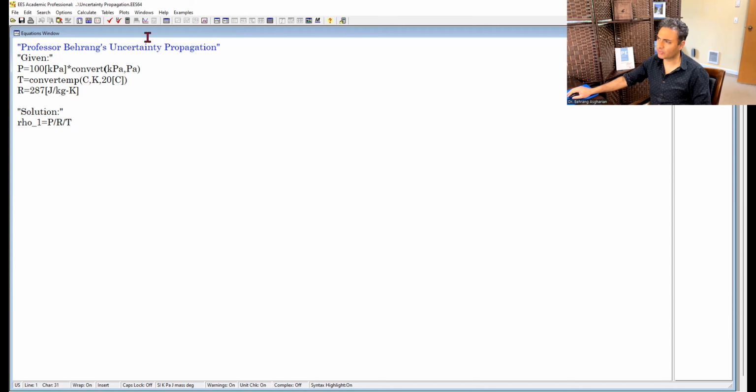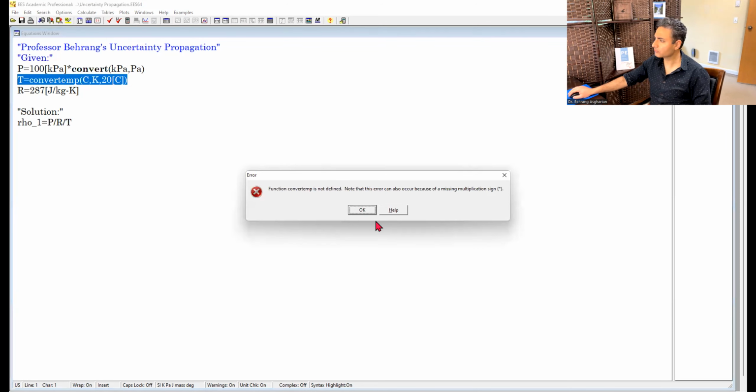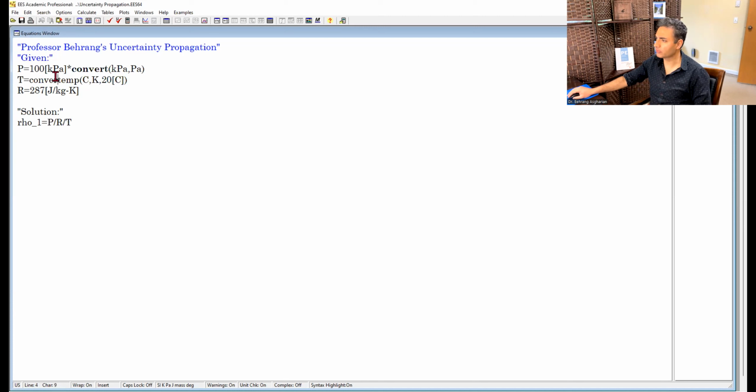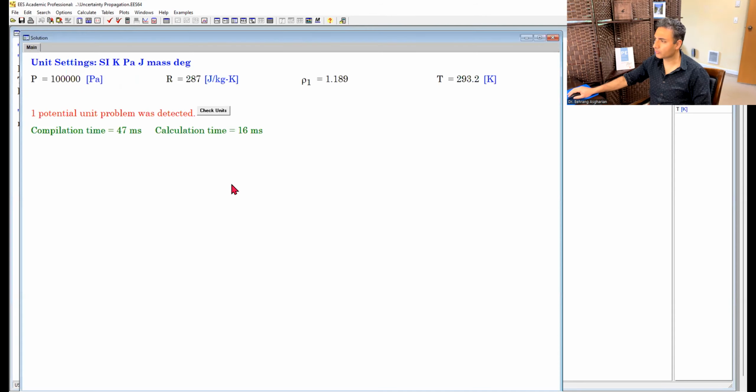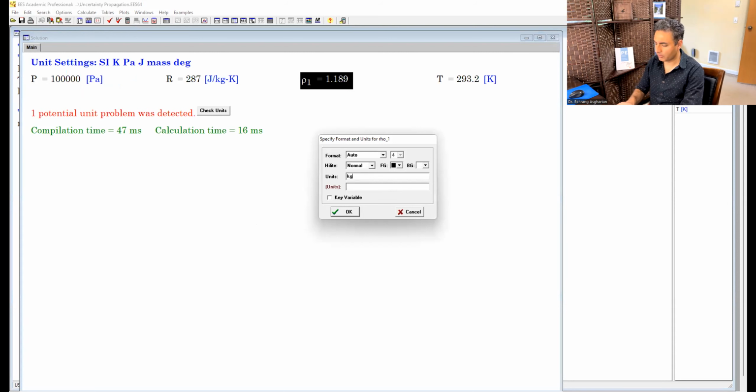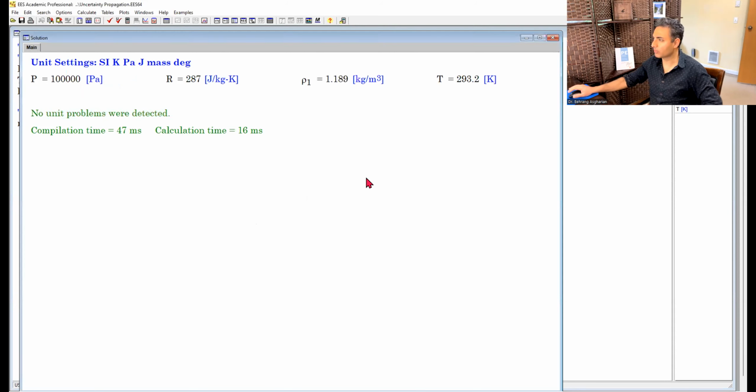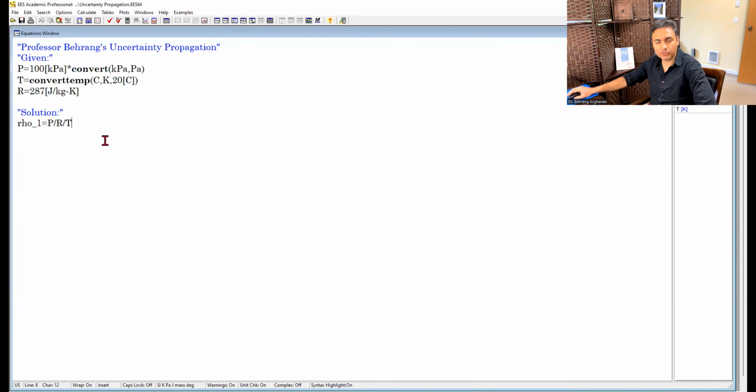And if we just run this to get that value that I showed you, there is an error in the function convert. Oh, yeah, I forgot to convert temp like this. Okay, so you run this and you realize, oh, this is the value I showed you. 1.189 is the value of this density that we're looking for. Okay, cool. But that's the average value. That is not the uncertainty propagation.